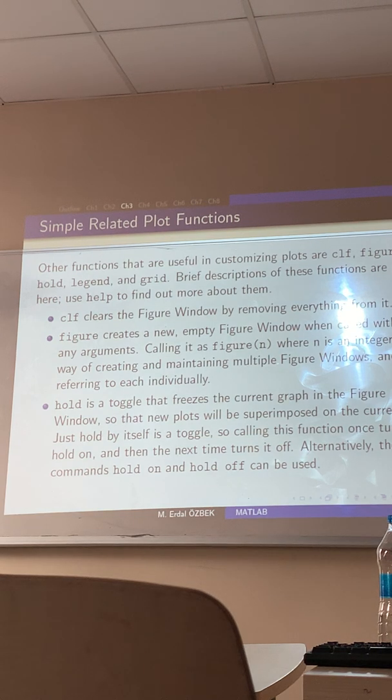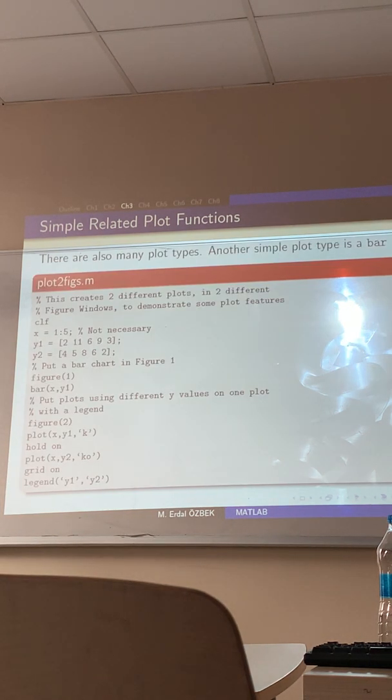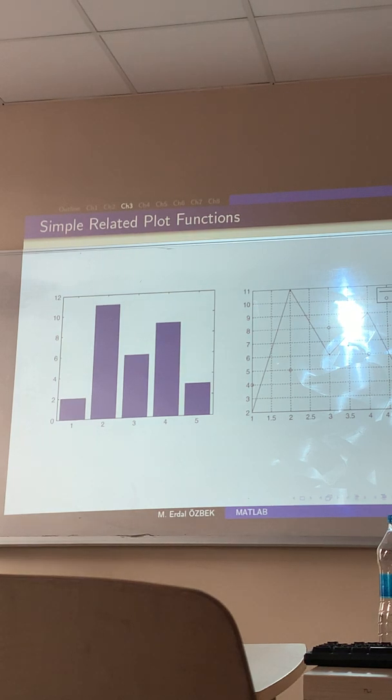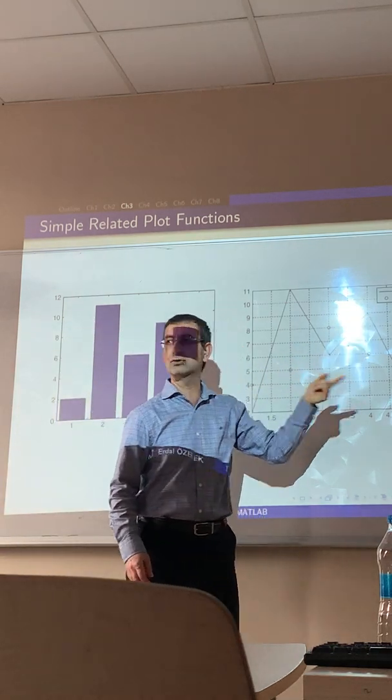And when you have the figure, there is clf, which clears the figure window. Okay? Figure creates a new empty figure. Hold on holds and freezes the current graph, so you can superimpose another one, right? So hold on and hold off. Then you have the legend at the corner, which shows which vectors are used, and the grid, which displays grid lines, right? So it puts a grid on the plot. You can also have a bar, or a plot with a legend and grid on, right?